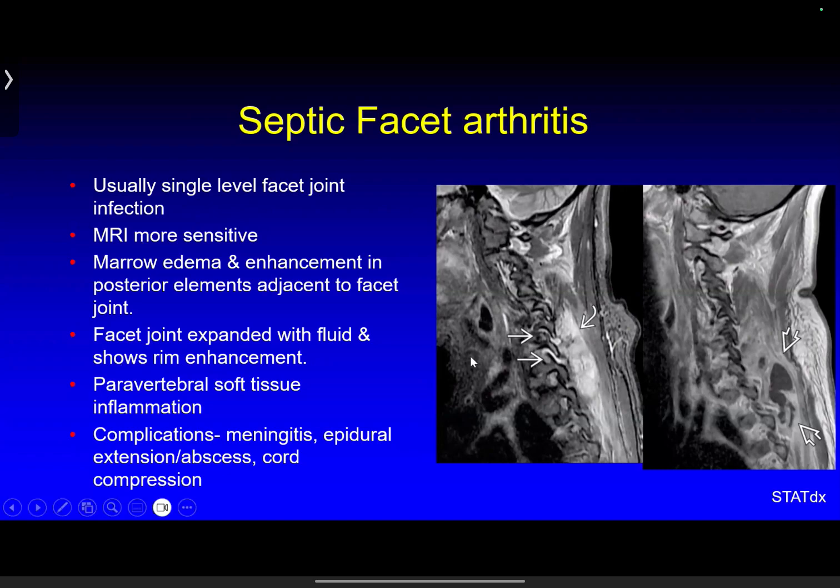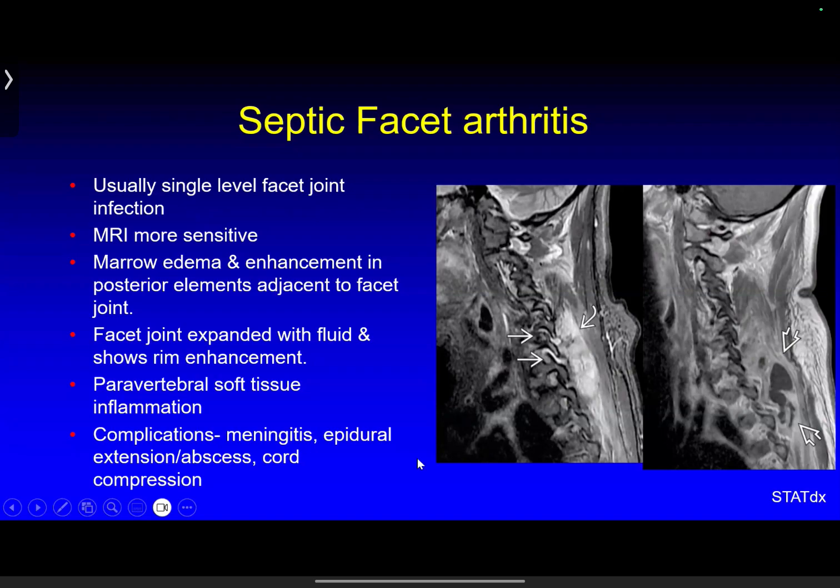On imaging, this is a sagittal STIR and post-contrast T1 weighted images. You can see fluid distending the involved facet joints, extensive edema and inflammatory changes in the adjacent paravertebral soft tissues. On the post-contrast imaging, you can see a rim-enhancing multilobulated fluid collection consistent with an abscess and extensive phlegmon.